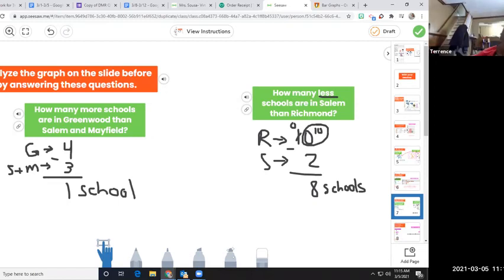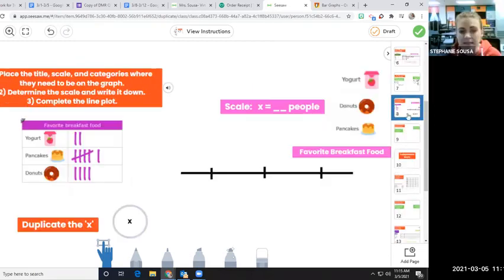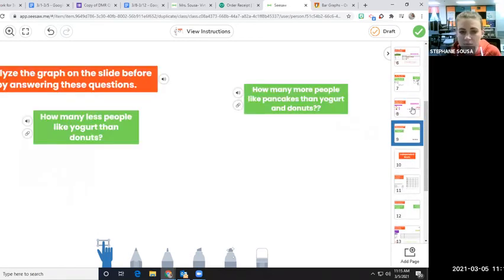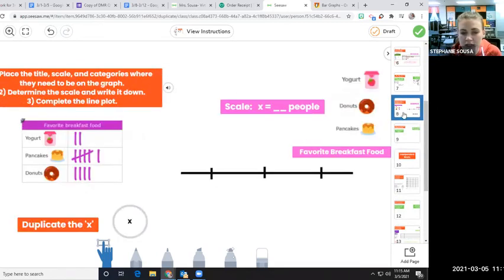All right, okay. Slides 8 and 9 were more of the same. We won't get to the questions on slide 9, but I do want to make sure that we move our title, our scale, and our categories where they need to be on the graph. So let's take a look at this.